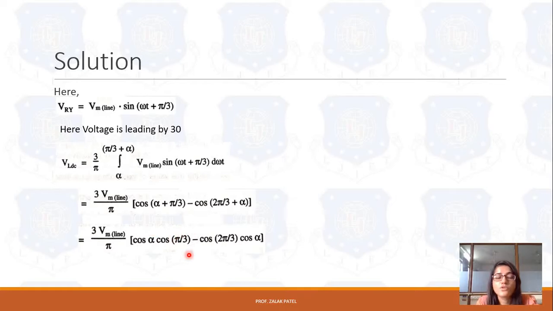Now let's put the value of cos pi by 3 and cos 2 pi by 3. So it is like this. The remaining portion is cos alpha only. So this is the equation of VLDC that we can use in the other examples also, that VLDC is 3 Vm upon pi into cos alpha.